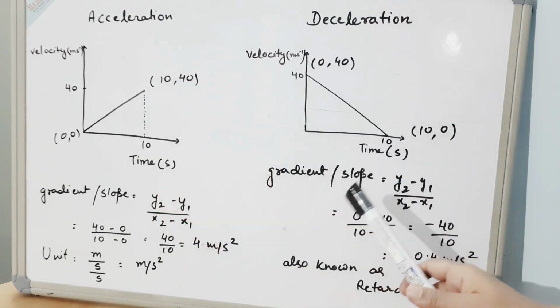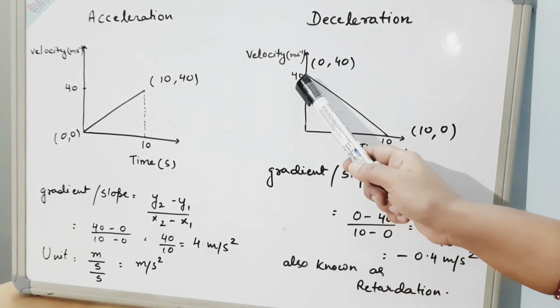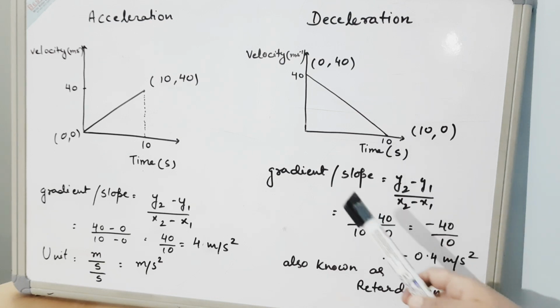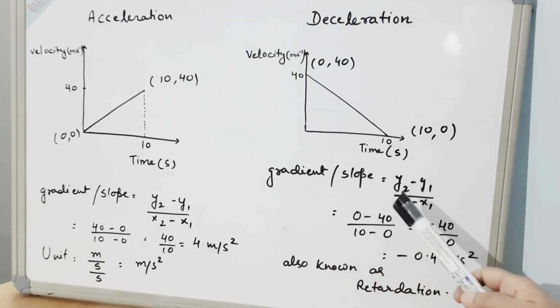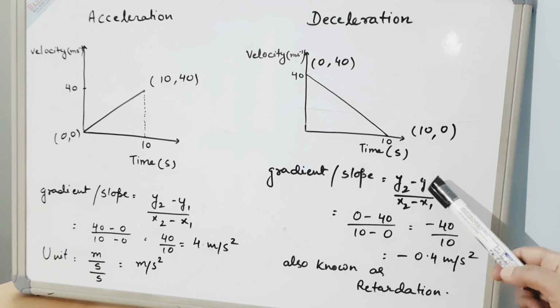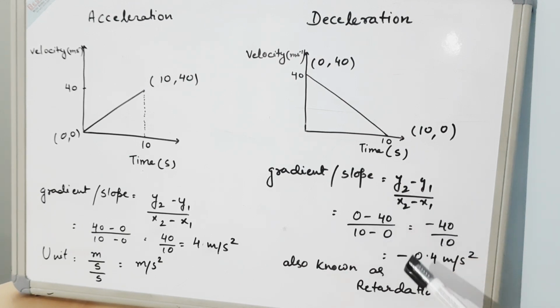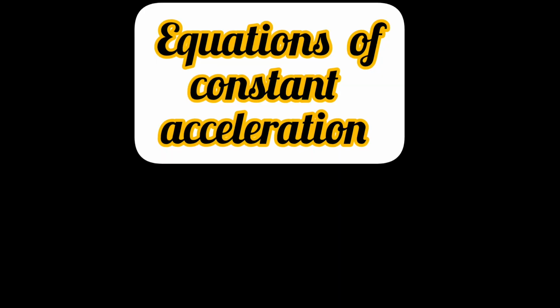In this case, the velocity was 40 meter per second and after applying a brake, it reaches 0. So when we calculate the gradient in this case, with the same formula y2 minus y1 by x2 minus x1, after putting in the values, we get a negative value. So negative acceleration is known as deceleration, and we also say retardation. Retardation or deceleration takes place when we apply a brake in a moving vehicle.